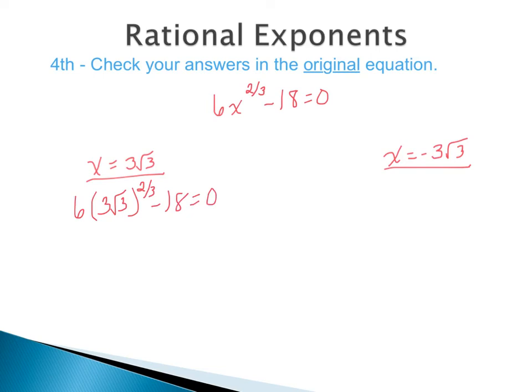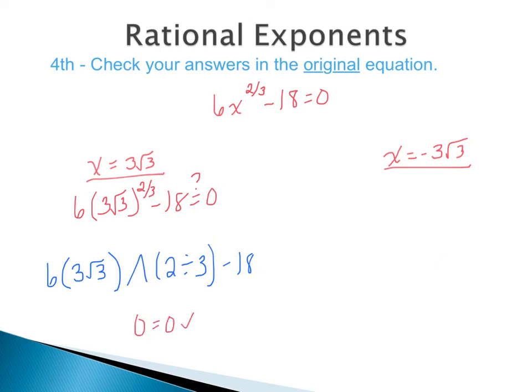And like I said, I would strongly suggest you use your calculator. So you could enter this in as 6, parenthesis, 3 square root of 3. Just be careful if your calculator opened the parenthesis for the square root, you do need to close it. Close the parenthesis. Use your caret raised to that fractional exponent. You do need to put in parentheses: parentheses 2 divided by 3, close the parentheses, minus 18. And it should equal 0. So we should end up with 0 equals 0.